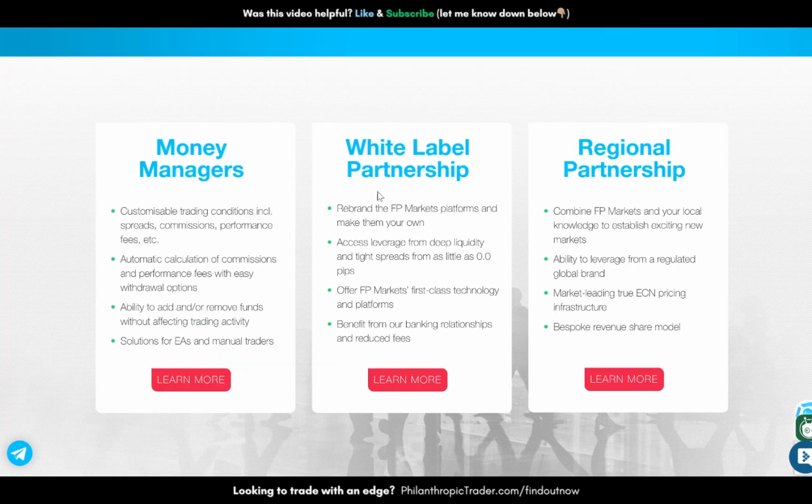And this is white label partnership. This is basically for the big guys. If you want to own a broker, but you do not want to do all the complex and complicated stuff, you do not want to handle that, then you can partner up with FP Markets. You basically are a white label broker. Regional partnership is also something for if you're more like a big figure in the trading space, but this is not something for beginners.